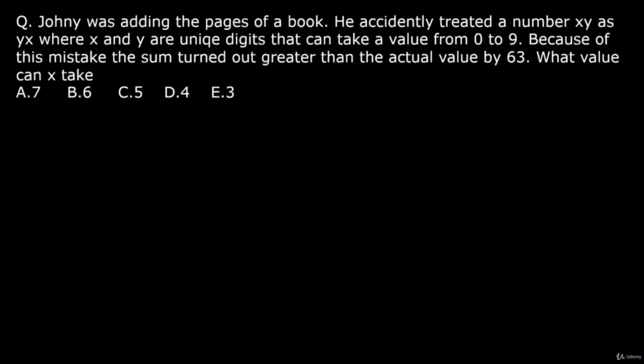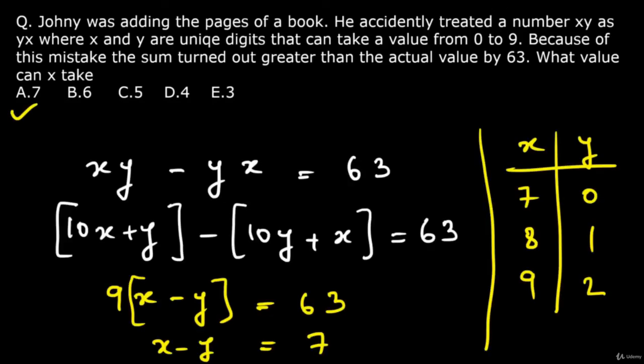Let's read the question. Johnny was adding the pages of a book. He accidentally treated a number xy as yx, where x and y are unique digits that can take a value from 0 to 9. Because of this mistake, the sum turned out greater than the actual value by 63. What value can x take? Alright, what's the answer to this question? The correct answer is option A, that is 7.